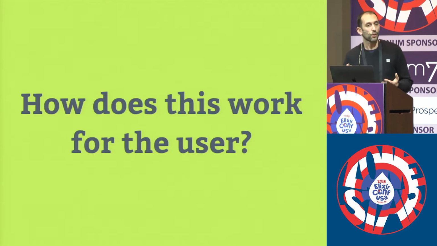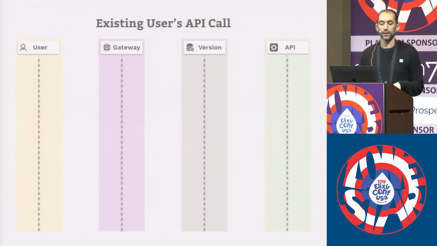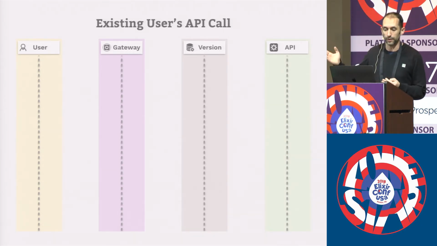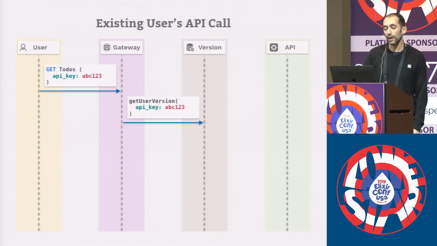OK, so let's take a look at how this works from a user perspective. So a user is making requests to our API. So we have a user, we have a gateway. The gateway can be part of our application. It could be a standalone service. And we have a version data store, and we have the API itself. So the user makes a request to get a list of to-do items. They're just making a GET request, and they specify their API key just to identify themselves. Our gateway then looks up that version for that user. So we have their API key. We find out what version they're on.